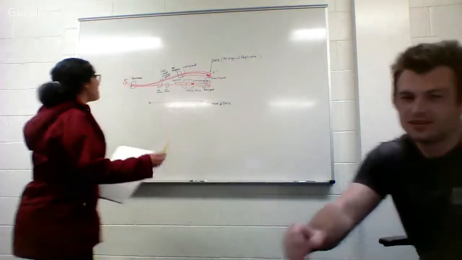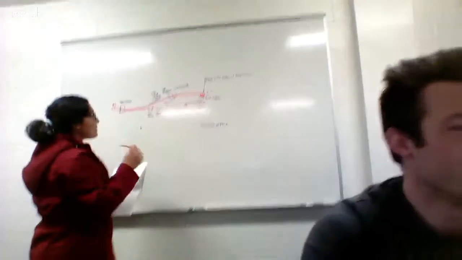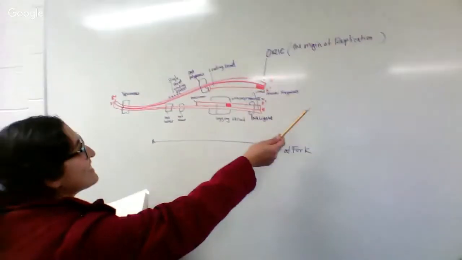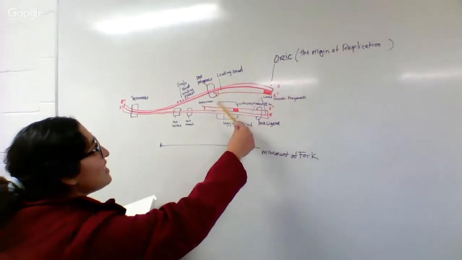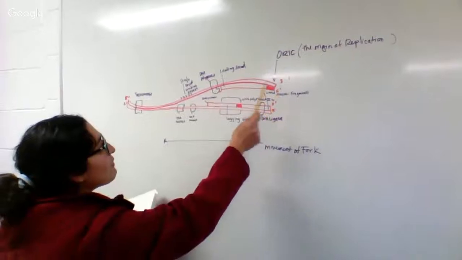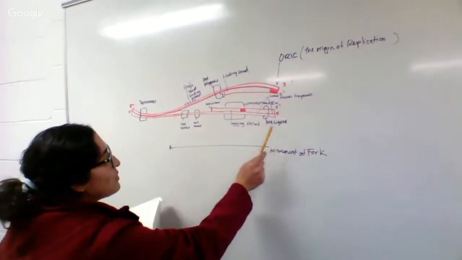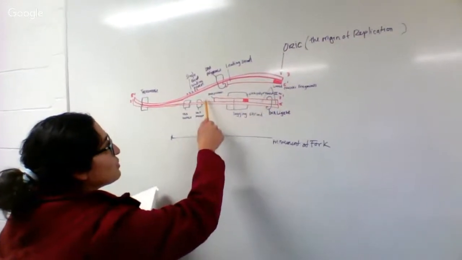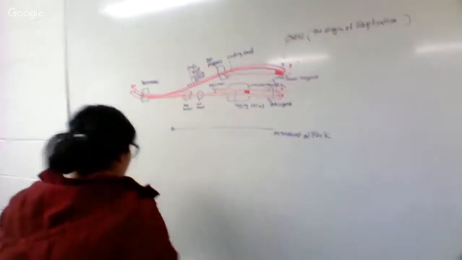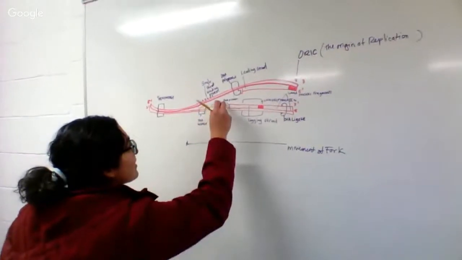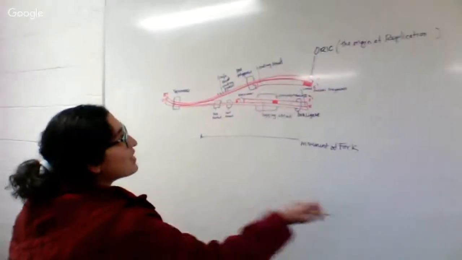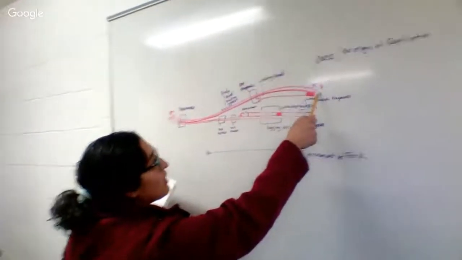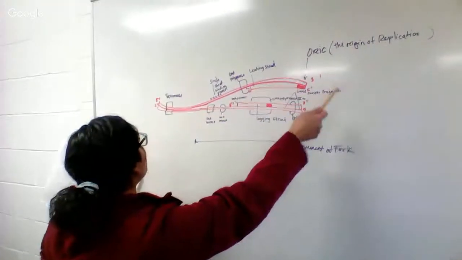You can barely see it, but so we have the record. So we have the leading strand, which will be going from 5' to 3', and we also have the lagging strand, which will be going 3' to 5'. And the origin of replication, we're going to have that on this DNA strand going from 3' to 5'.